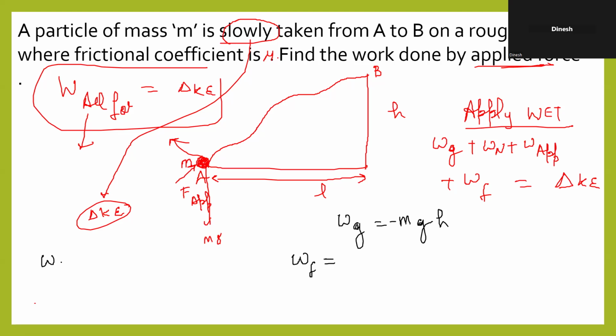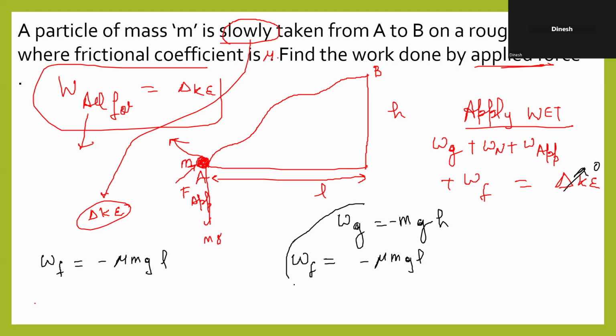I will tell one question. Work done by friction, currently you should directly write minus mu mgl. You write, I will tell, okay? One question I will tell later, how to find the work done by friction on this curve. So the change in kinetic energy is 0.